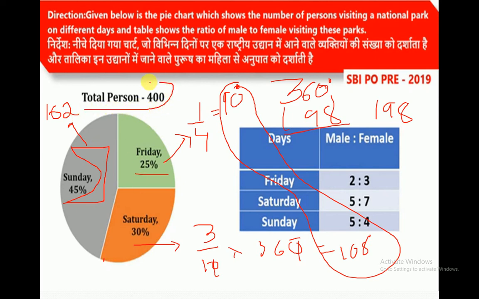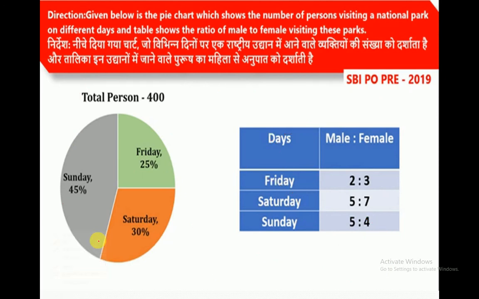Okay, total persons is given as 400. So the basic approach should be what we have to find out: the number of persons on all these 3 days. So you don't have to do all these things over here. I just showed you how you can convert the percentage to degrees. Now the question over here is total number of persons visiting on Friday would be what?